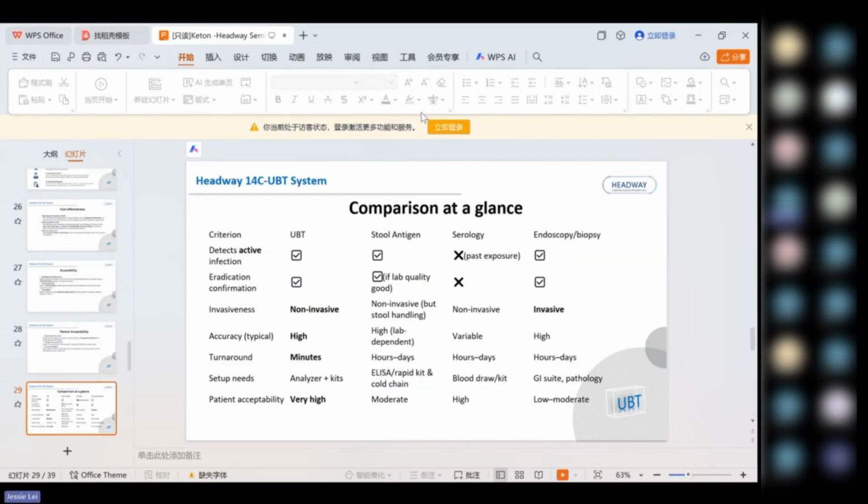So let's have a glance at the comparison. The urea breath test is the perfect non-invasive method to detect active infection and confirm eradication. Its accuracy is high, and the turnaround time is just minutes, 4 minutes and 10 seconds. It just needs an analyzer and kits to finish the test. The patient acceptability is very high.